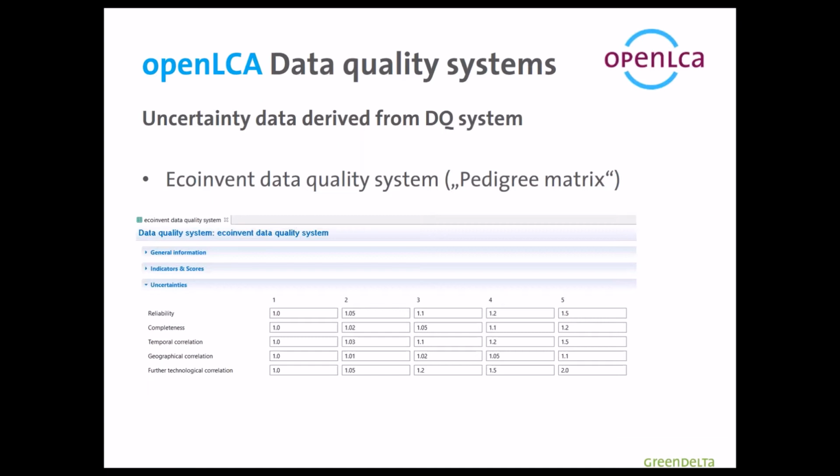Another thing that comes together with this new feature is the possibility to derive uncertainty data from a data quality system. So when you create a new data quality system, you are asked whether you want the system to define uncertainties. If you select that option, you can set an uncertainty value for each cell in the matrix that you have defined. This has also been done for the ecoinvent data quality system. As you can see here, these are defined by the ecoinvent system.